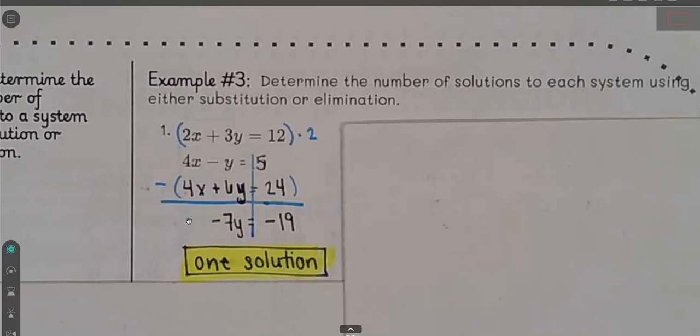There's different ways you could do it. I multiplied both of them by 10 to get rid of the decimal, and then I multiplied the second one by 2 to line up my y's. That's what I did. But again, I prefer elimination.